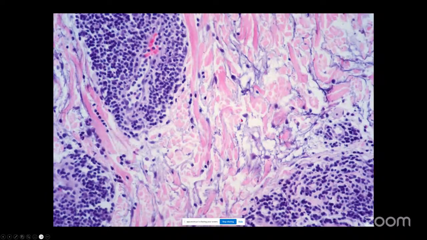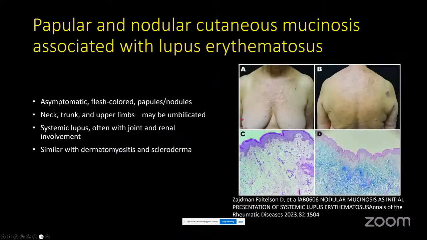Here's just a close-up view of that. This is distinct. This I took from the literature. The papulonodular cutaneous mucinosis associated with lupus erythematosus. They get all these dermal papules due to the presence of mucin deposition. You can see it also with dermatomyositis and sometimes with scleroderma. But I think this is very striking. Usually patients have systemic lupus with the joint and renal involvement, etc.